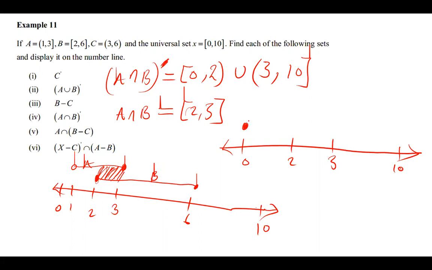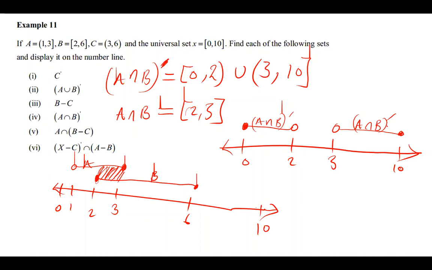Okay, so here we have 2 to 0 to 2. It's open at 2 and closed at 0. And then the other one is starting from 3, open at 3 and closed at 10. So we join them. And then we write on top, this is A intersection B, complement. So that is basically how you solve this.